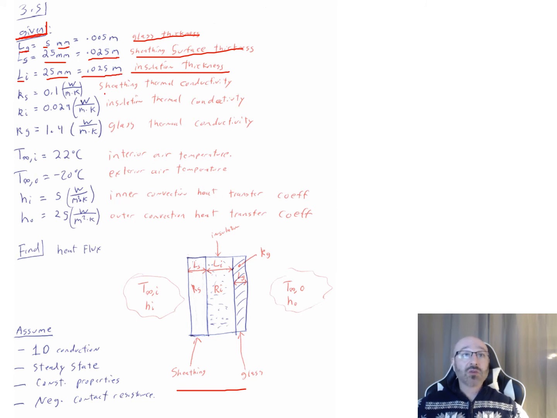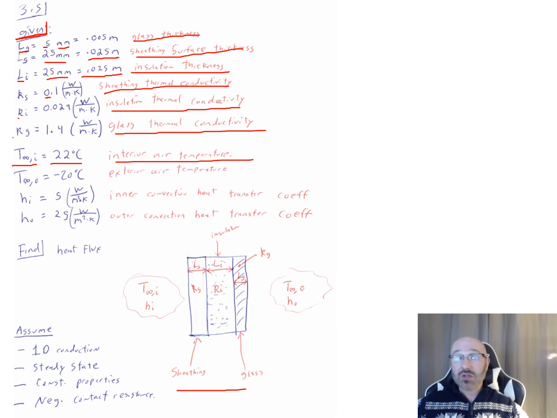Now my K sub S, or my sheathing thermal conductivity, is 0.1 in units of watts per meters times Kelvin. Then I have my insulation thermal conductivity, my K sub I, which is 0.029 watts per meters times Kelvin. Then I have my glass thermal conductivity, K sub G, which is equal to 1.4 watts per meters times Kelvin. And I have my interior air temperature, T sub infinity I, of 22 degrees Celsius.